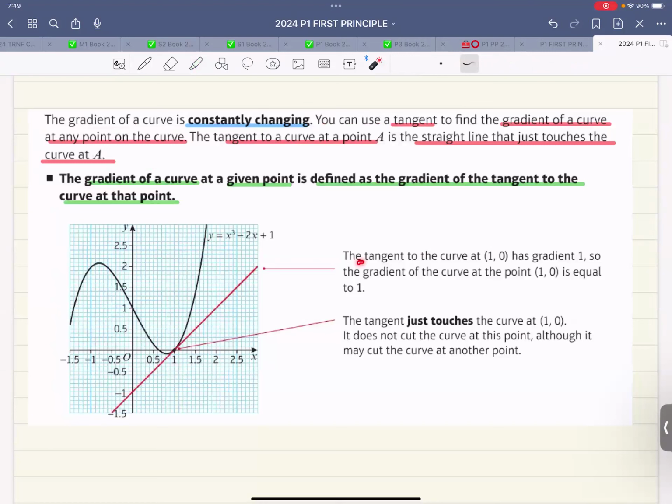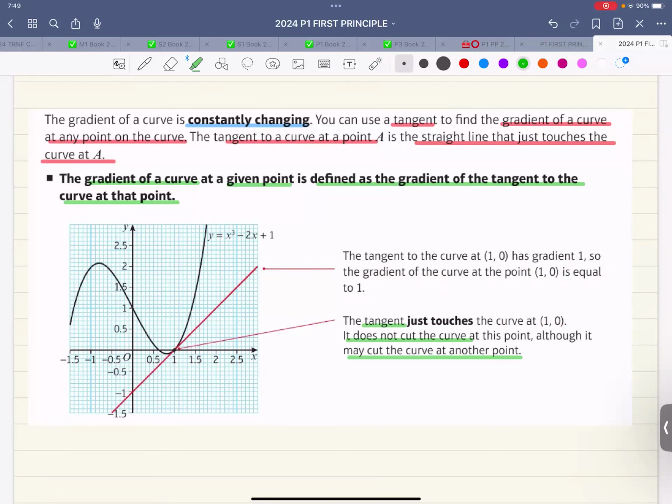Now it says the tangent to the curve at (1, 0), this is the point (1, 0), has gradient 1. So the gradient of the curve at this point (1, 0) is equal to 1. The tangent just touches the curve at (1, 0). It does not cut the curve. So this is also important. It does not cut the curve, although it may cut the curve at other points.